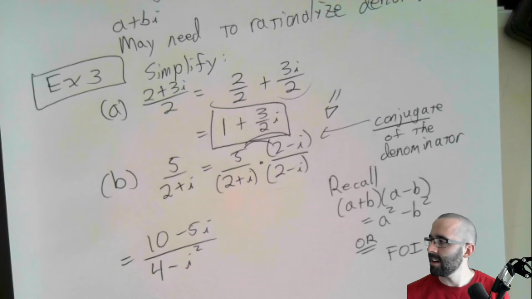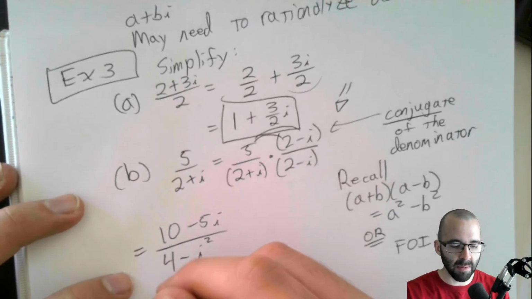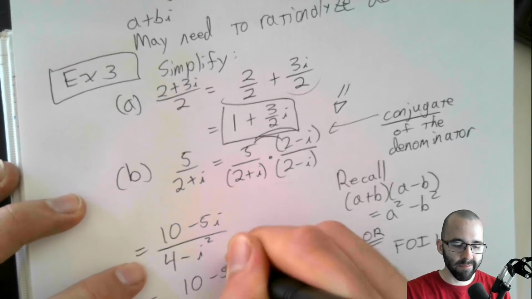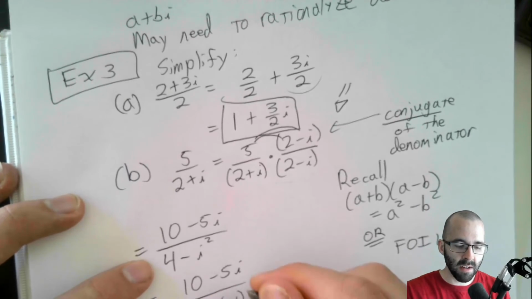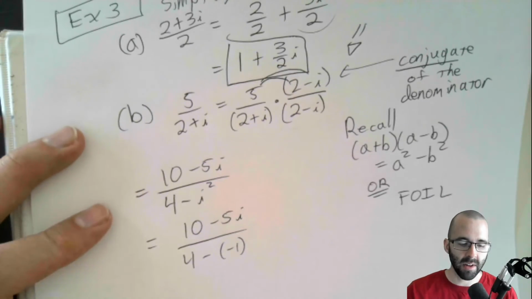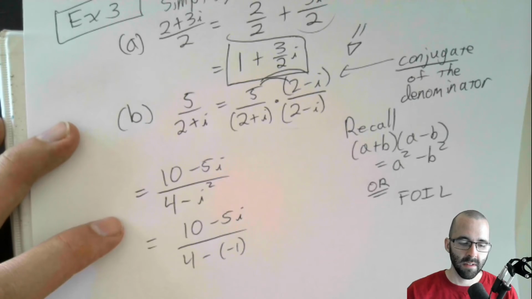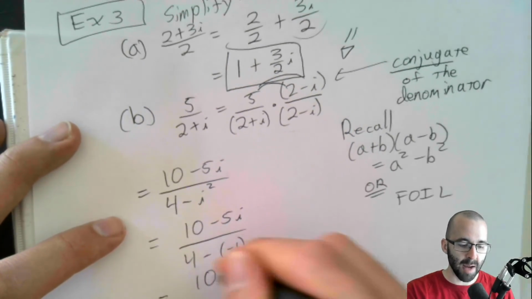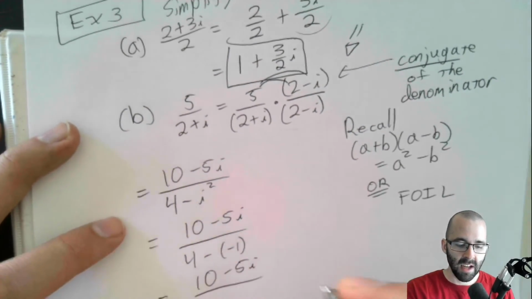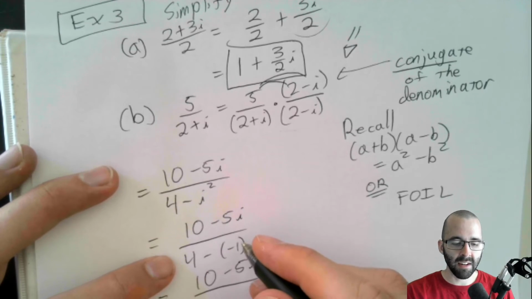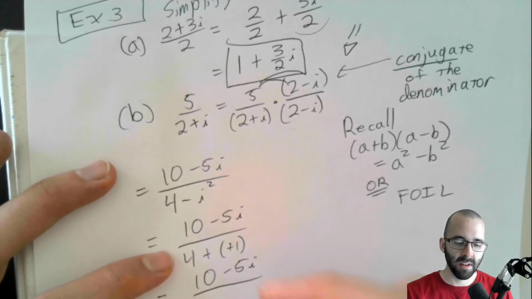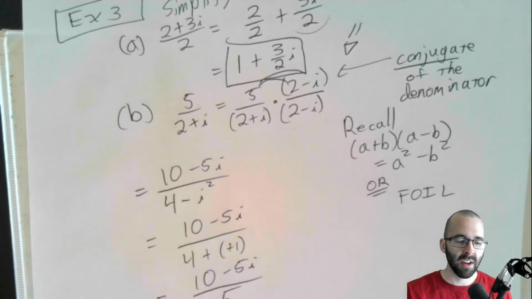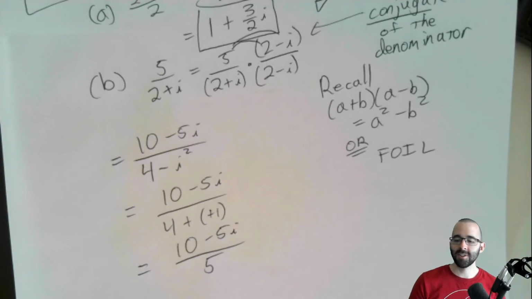All right. So we just keep simplifying. The top is a little stuck. The bottom though, 4 minus i squared, replace i squared as -1. Keep simplifying. Top is stuck. Bottom is 4 minus a -1. Well, that's just 4 plus 1. 4 plus 1 is 5. And it's your lucky day.